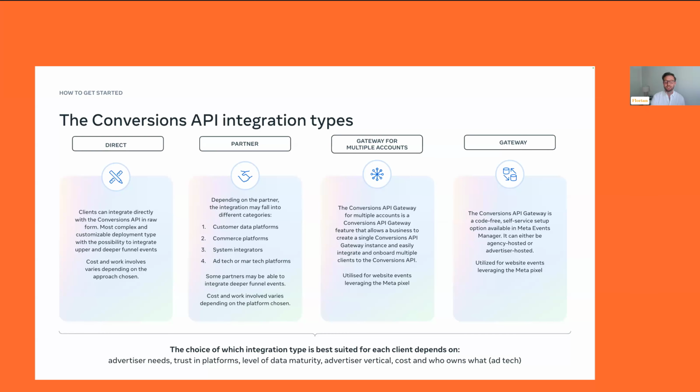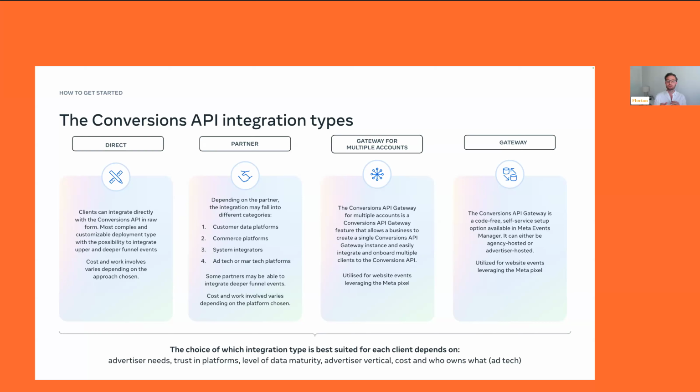And then there is Conversions API Gateway and Gateway for multiple accounts. These integration paths are fairly new integration methods that connect your Amazon Web Services instance or GCP, Google Cloud Platform, to send your data to Meta. This is very cost efficient and developer resources and support are not required. So this solution can either be agency or advertiser hosted.